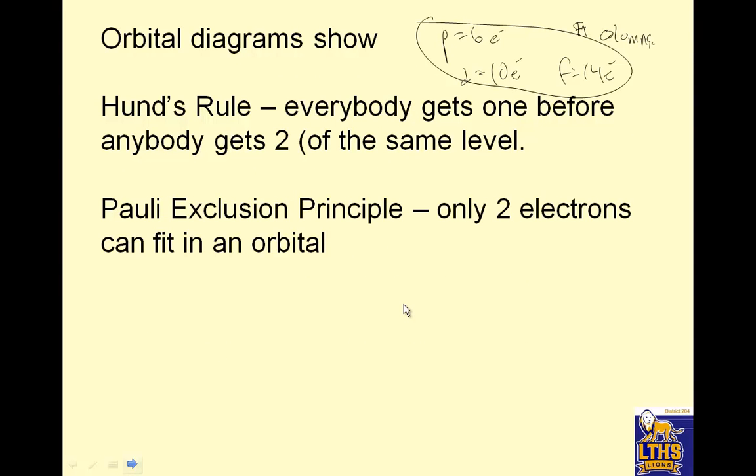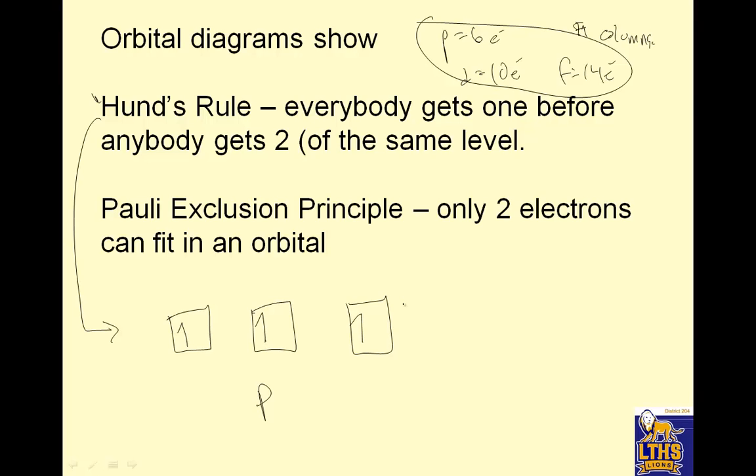Orbital diagrams show Hund's rule. Hund's rule says everybody gets 1 before anybody gets 2 of the same level. Let me show you how that can kind of work. These are each p orbitals. Remember how I said the boxes hold 2, the p holds 6 at most. I have 1 up here. If I were to put a second one in, I'm not going to put it right here. I'm going to put it in the other box. So notice how all of these p orbitals get 1 before anyone gets 2. Everybody needs to have 1 before the second one goes in.